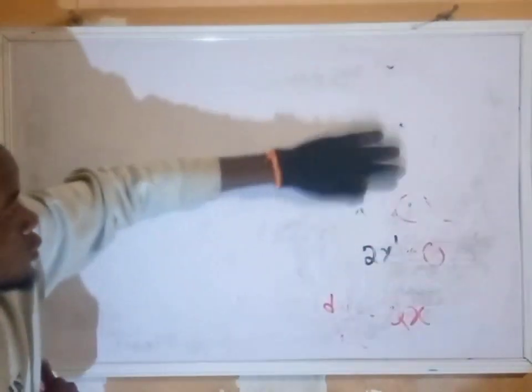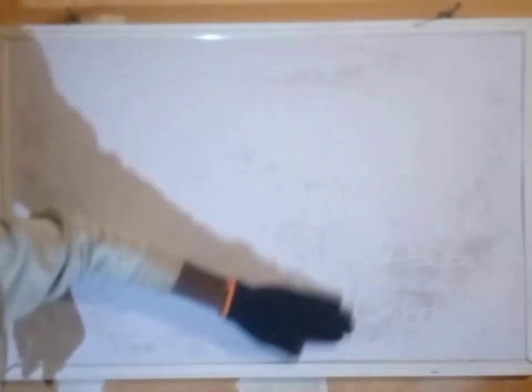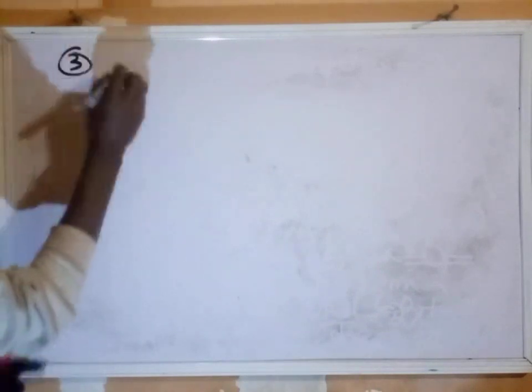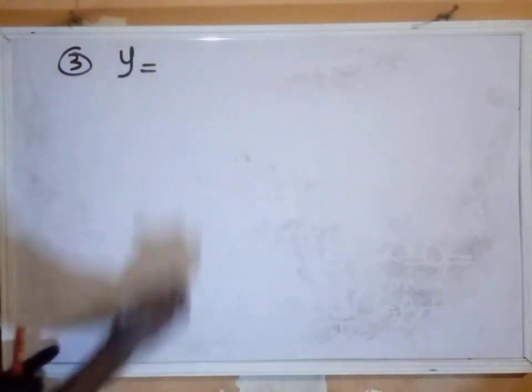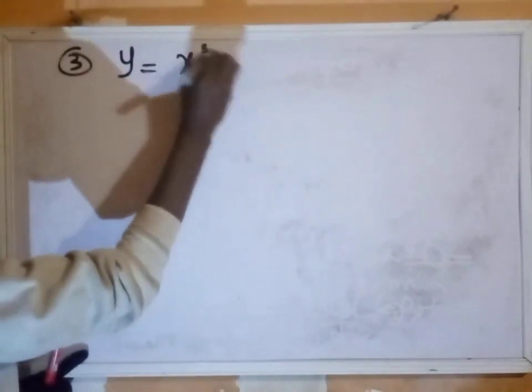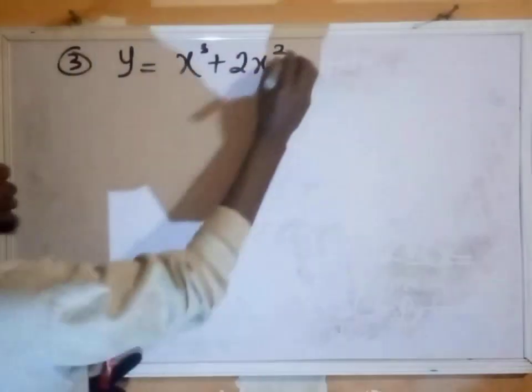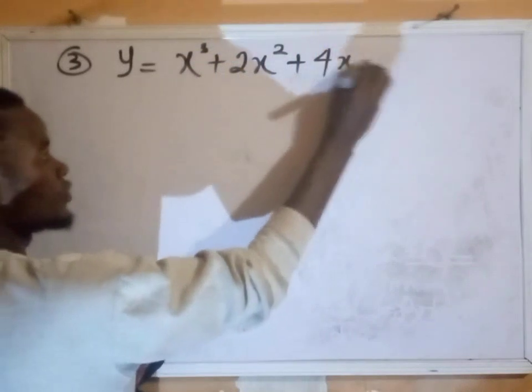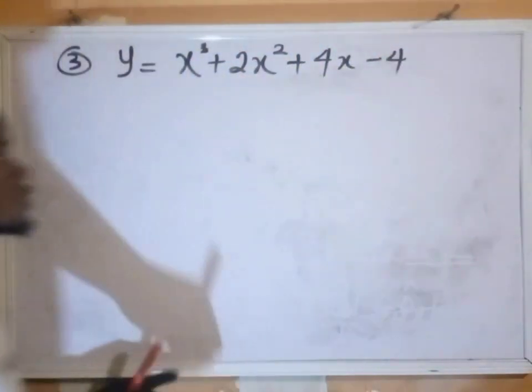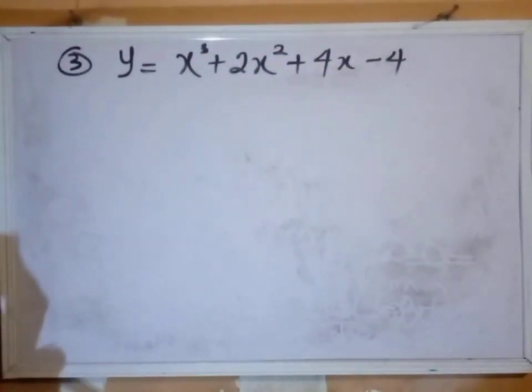Okay, suppose we are given this particular function, consider this as example number 3. Let's say y equals x raised to the power of 3 plus 2x squared plus 4x minus 4. We have to differentiate this. This is very simple, and this is a polynomial function.